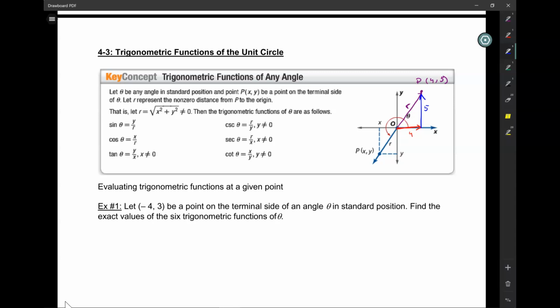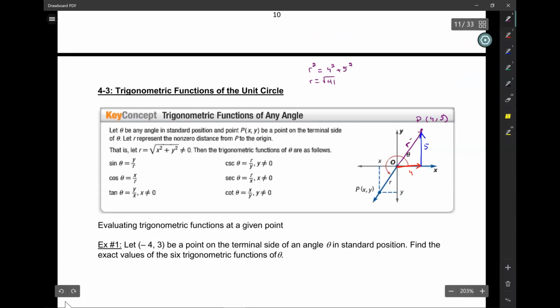And, okay, so what about that radius? Would I be able to figure out what that radius is? Yeah, how? The Pythagorean theorem, right? I could say r squared is equal to 4 squared plus 5 squared, right? And then r is root 41. So this is root 41.